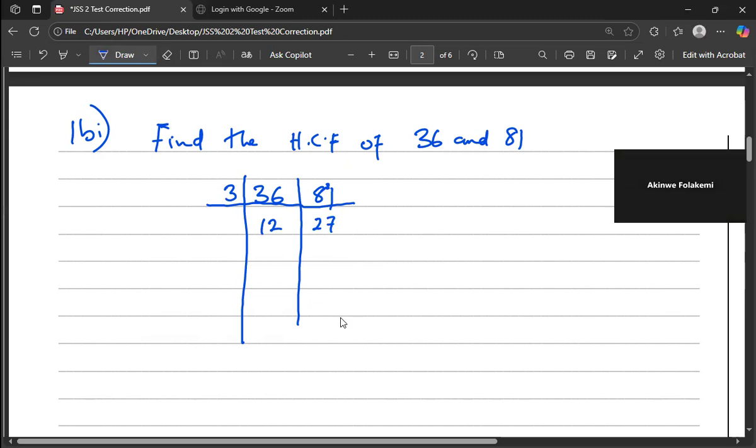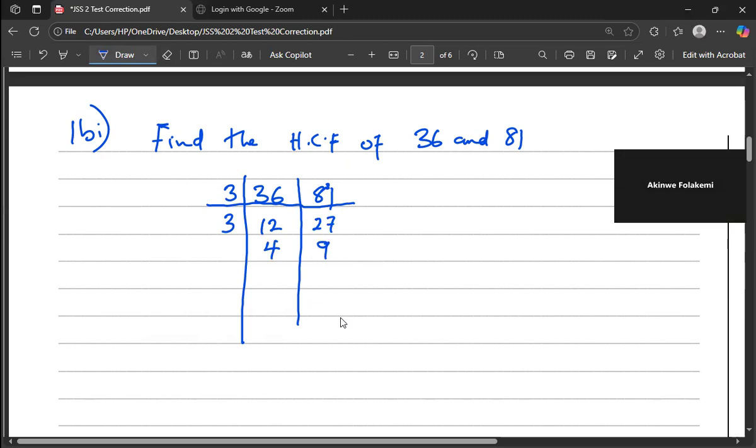Yes, sir. Until everything you divide until everything becomes 1, that's LCM. But in HCF, nothing is becoming 1. It must be a common factor. So we are still using 3 because 3 divides 12 4 times and 3 divides 27 9 times. Okay?